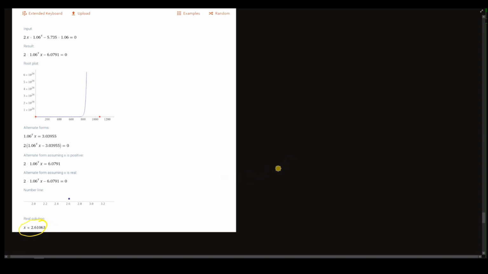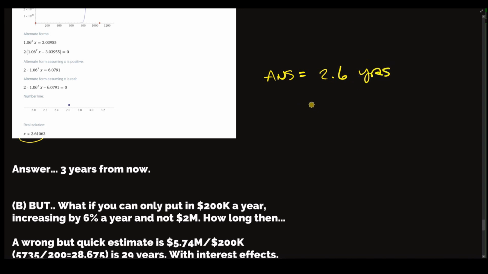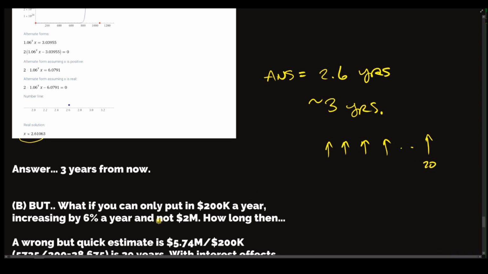Now we're dealing with whole years here, but it should not be surprising that the answer is 3 years from now. The answer is actually 2.6 years, but if we're dealing in whole years, then we say 3 years from now you can do it. You can start taking out, or getting, those payments of $500,000 every year for 20 years. And we knew from the beginning that it was going to be less than 3.